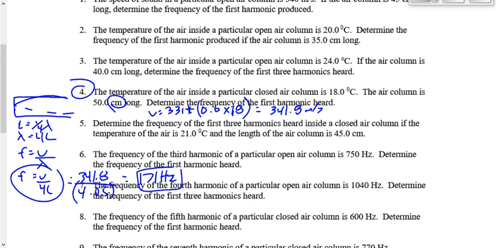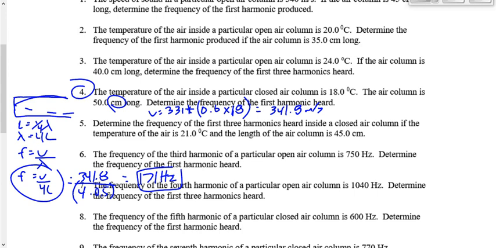Now, we were asked for the first harmonic in question number 4. But if we were asked for the second harmonic, we would have just doubled that. Third harmonic, we would have just tripled it. When we're using V over 2L, because we're using a string that's fixed at both ends, or an air column that's open at both ends, there is first, second, third, fourth, fifth harmonic. When we're dealing with V over 4L, oh, wait a second here.